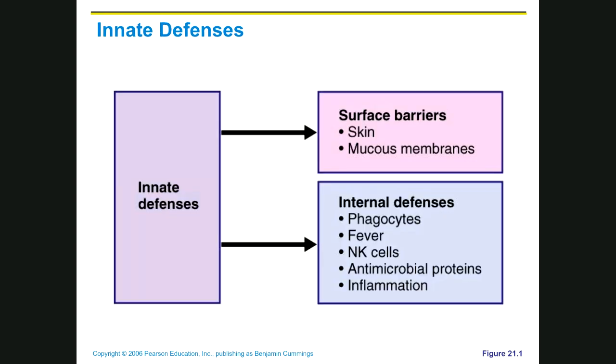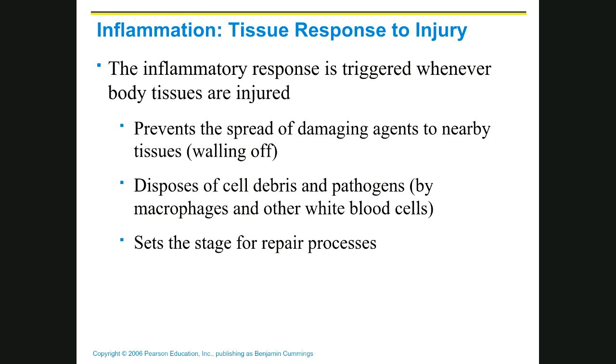So we had phagocytes, NK cells, these antimicrobial proteins. Another one we have is called inflammation. And if you look at the middle part of this word, look, it's got the word flame in it. Flame, like fire. And if you think about the word fire or a flame, most of the time it's red and it's hot. And that's exactly what happens.